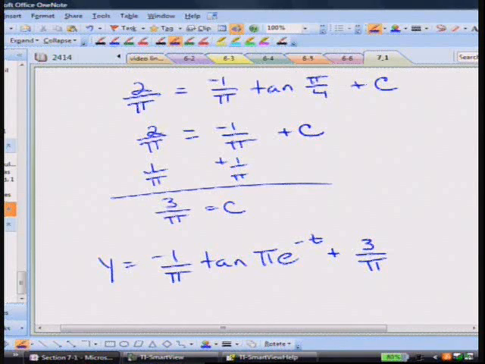So today's lesson was just a bunch of integration tricks. So hope you have fun with that.